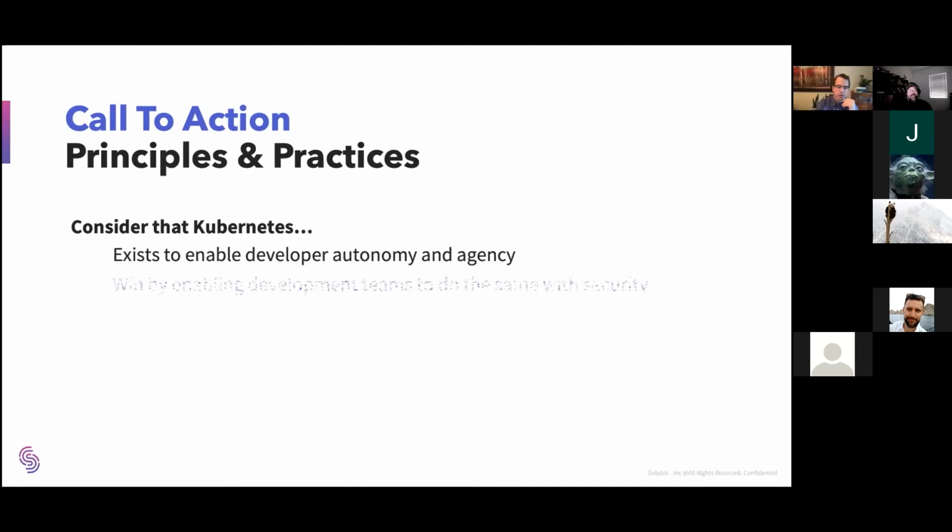So I want you to consider that Kubernetes exists to enable developer autonomy and agency. That's a different way to think about it. Kubernetes exists to enable developer autonomy and agency. It shifts application infrastructure left in many ways. It supports freedom and responsibility. You need to win by enabling development teams to do the same with security. To the extent that we stand in the middle of the torrent of software and are going to be the arbiters of security workflow, and are going to be the arbiters of what's good, bad, and indifferent, is to the extent that we are disenabling autonomy and agency.